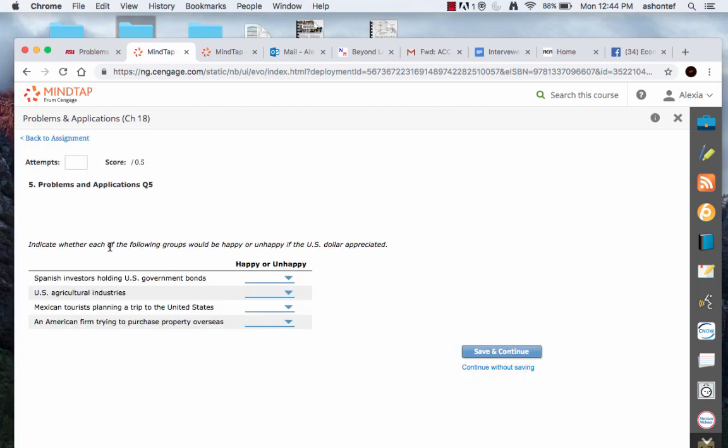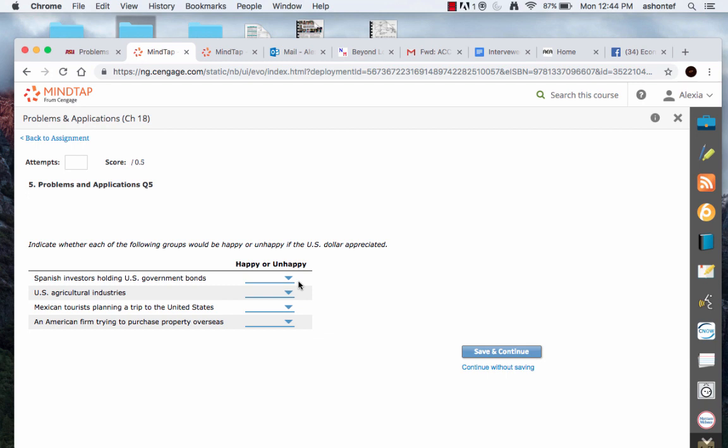Okay. So it says, indicate whether each of the following groups would be happy or unhappy if the US dollar were to appreciate in value. So when the US dollar appreciates in value, what that means is that the dollar is going to be able to buy more foreign currency. That's how you want to think about it. So an appreciation or increase in the US dollar means the dollar will buy more foreign currency.